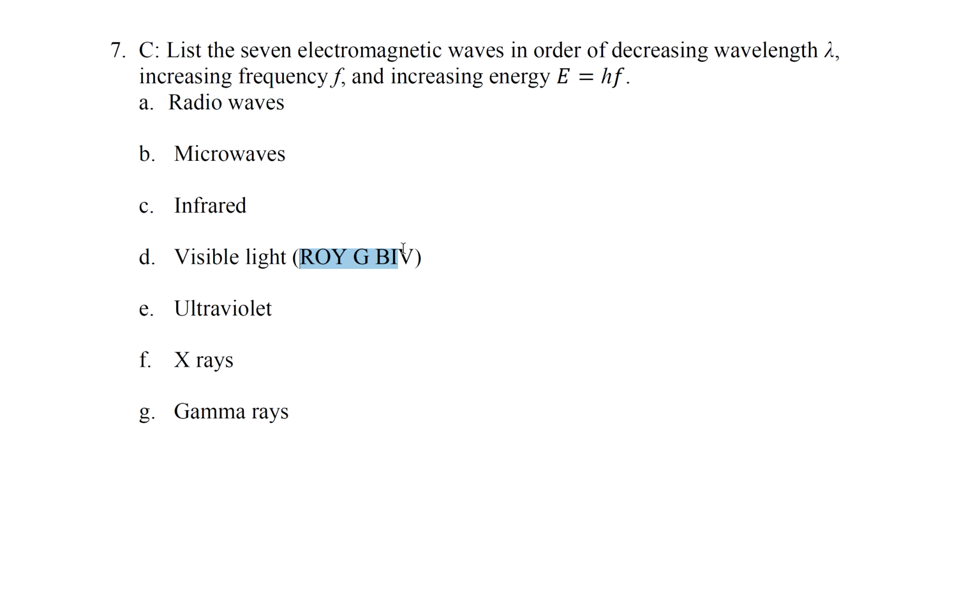Roy G. Biv. This means red, orange, yellow, green, blue, indigo, violet. Indigo violet means purple. And Roy G. Biv goes from longest wavelength, which is red, and lowest frequency and lowest energy, to indigo violet, which is purple, which has the shortest wavelength, the highest frequency, the highest energy.